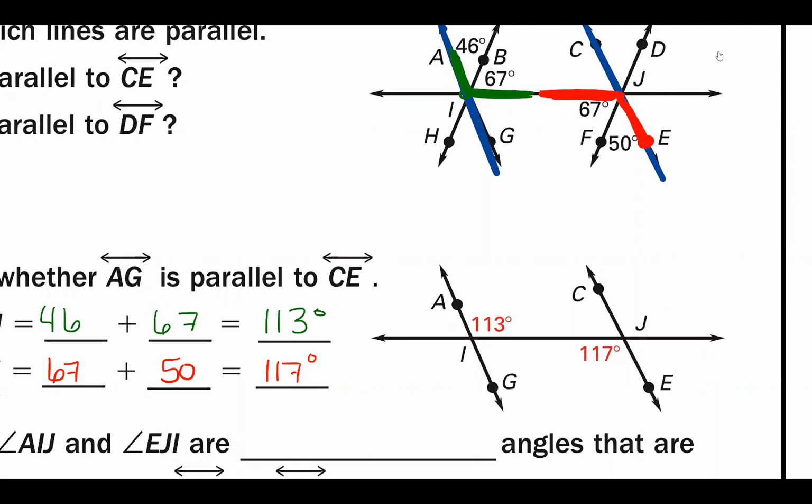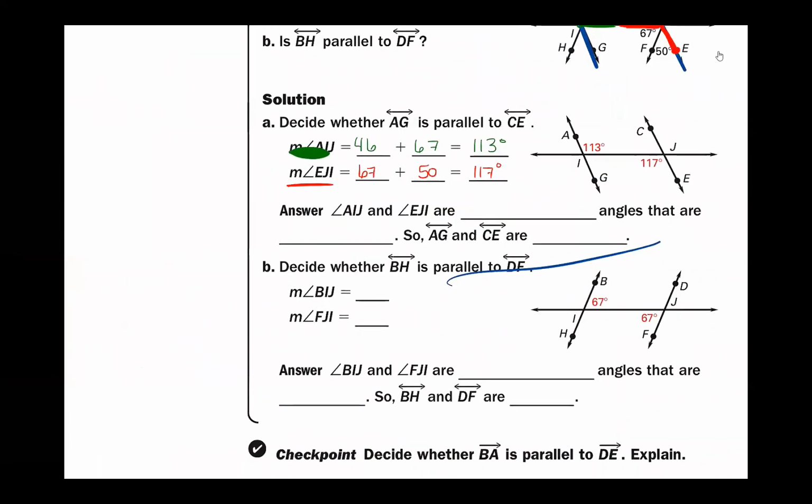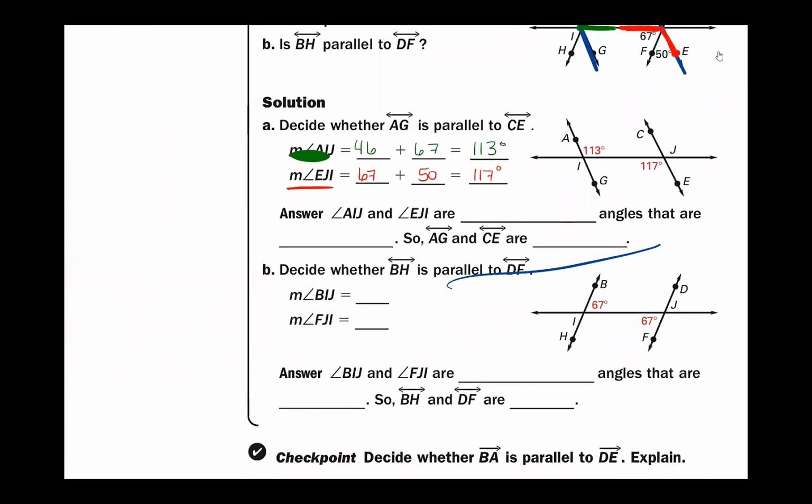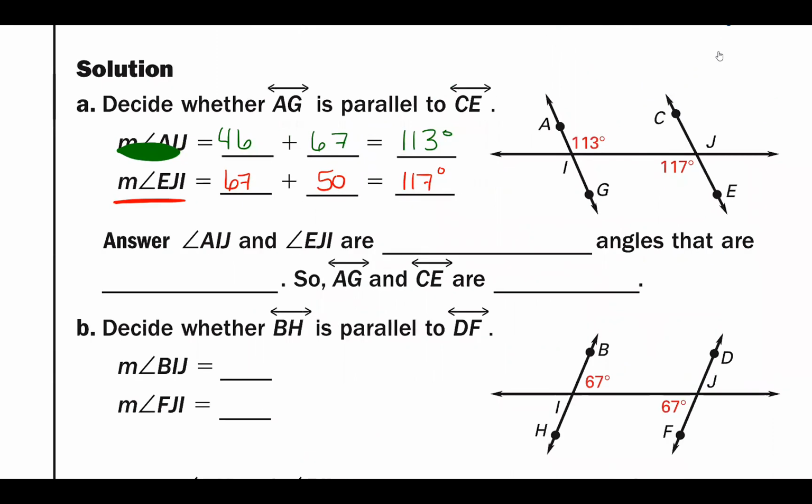Alternate interior angles need to be congruent. Are those angles congruent? They ain't not. So guess what ain't true about these lines? Them rascals ain't parallel, I tell you what. So AIJ and EJI are not congruent angles. What in the Peter?